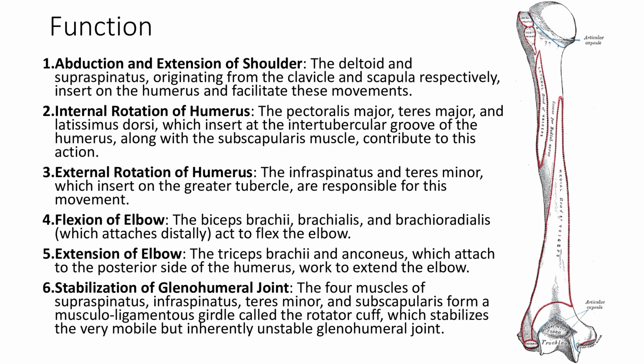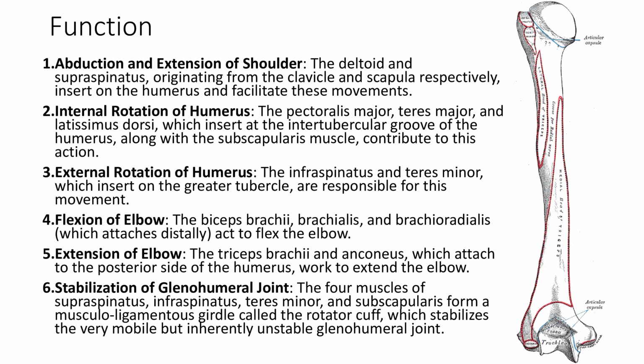Now, let's talk about the flexion of the elbow, an action we all do countless times a day. This movement is facilitated by the biceps brachii, brachialis, and brachioradialis, which attaches distally. The extension of the elbow is another common movement, made possible by the triceps brachii and anconeus. These muscles attach to the posterior side of the humerus.